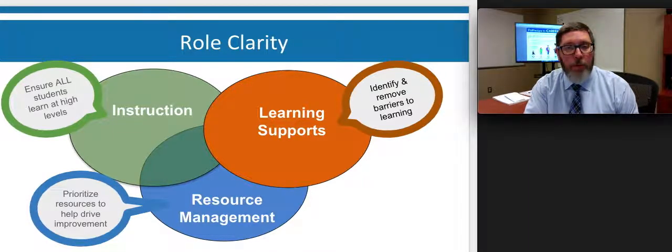I'm proud of the work that we do in Bloomington. We've been at this for a few years now, and I think every year we make great progress in our learning supports component of the three-component framework.